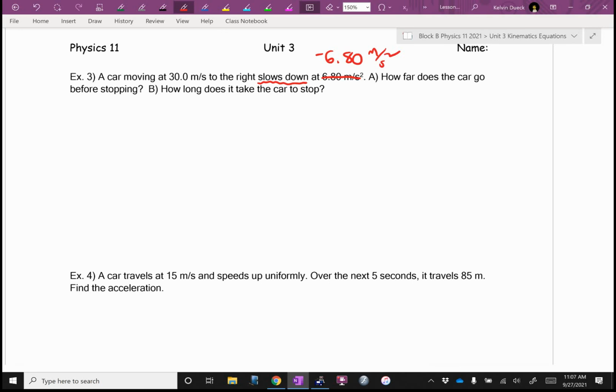A, how far does the car go before stopping? Cool. I can do this. What's part A you want me to find? What is how far? Time? It's got to be distance. Probably a displacement technically. Okay. D equals question mark. What's that 30? It's a velocity, initial or final? How did you figure that out? Well, in the time flow of this question, it seems to be how we started.